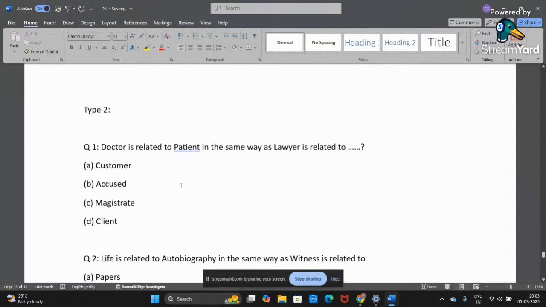Okay. Doctor is related to patient in the same way as lawyer is related to dash. How is the lawyer related? Customer, accused, magistrate, or client? No. The answer is client.